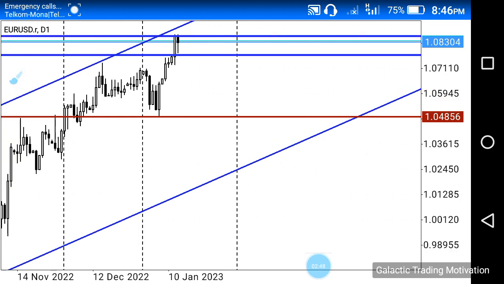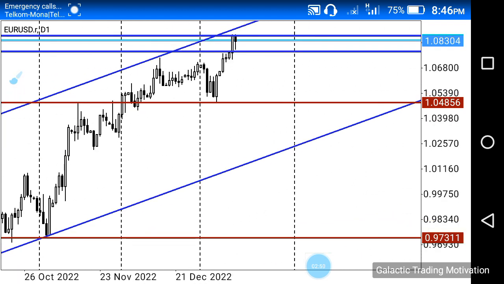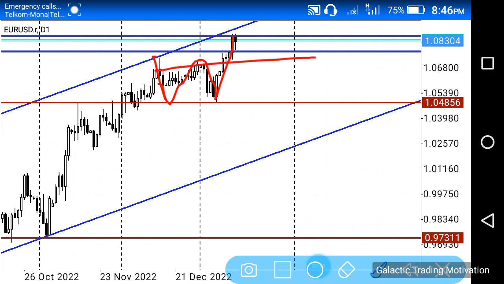Another thing that is also very much interesting or important at this point is that we have at this level a very nice W structure, as you guys can see, which also has a neckline at that point, right? So we have two very interesting areas. Number one, we have at this level that very strong level of resistance, and at this level over here we have a very strong level of support in the form of a neckline of this W structure.